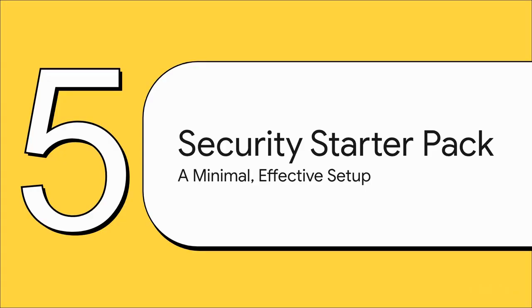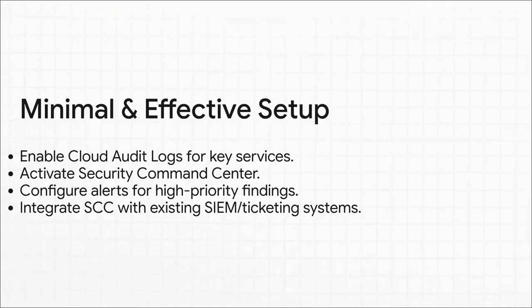All right, so you can see how powerful this is, but where do you even start? What's the practical first step setup for an organization that wants to get this right? Here it is, a minimal but incredibly effective starter pack. First, you've got to turn on the CCTV, right? So enable Cloud Audit Logs for your key services. Without that evidence trail, you are flying blind. Second, activate Security Command Center. Even the standard tier gives you a huge amount of value.